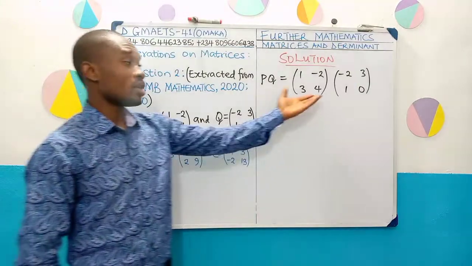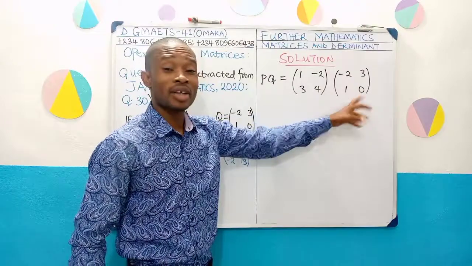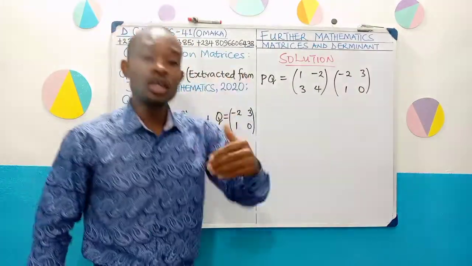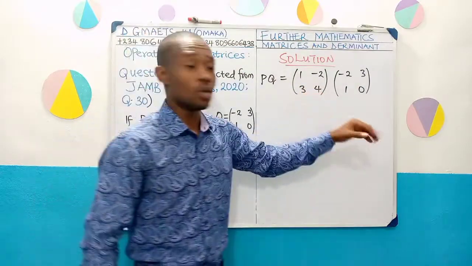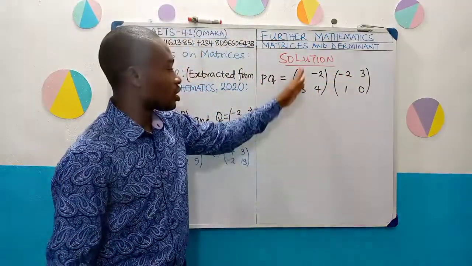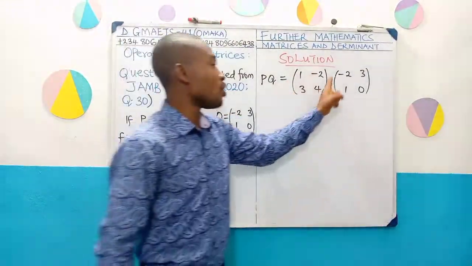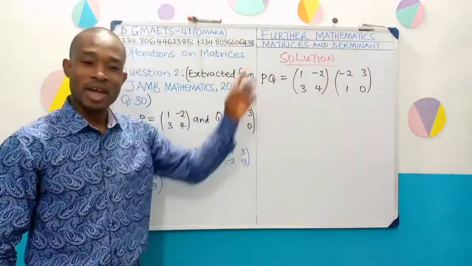Of course, we can multiply this. This is a 2 by 2 matrix. This is also a 2 by 2 matrix. For matrices to be multiplied, the number of columns of the first matrix must be equal to the number of rows of the second matrix. How many columns do we have here? 2 columns, this and this. How many rows do we have? 2 rows along the horizontal. So you can actually multiply this matrix.